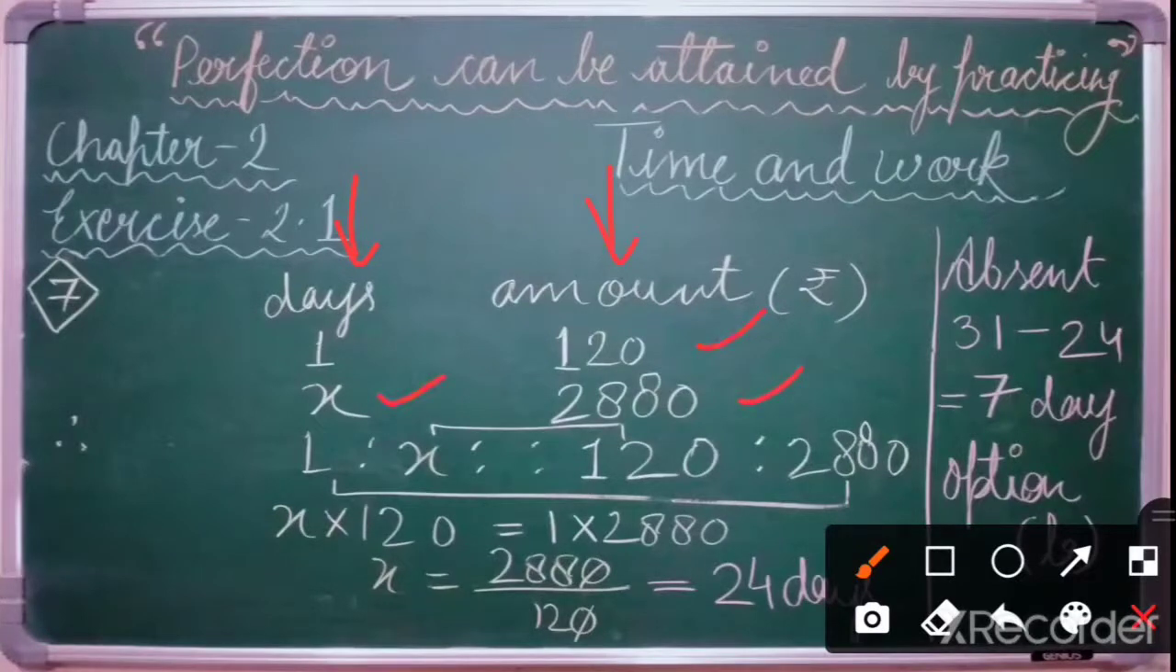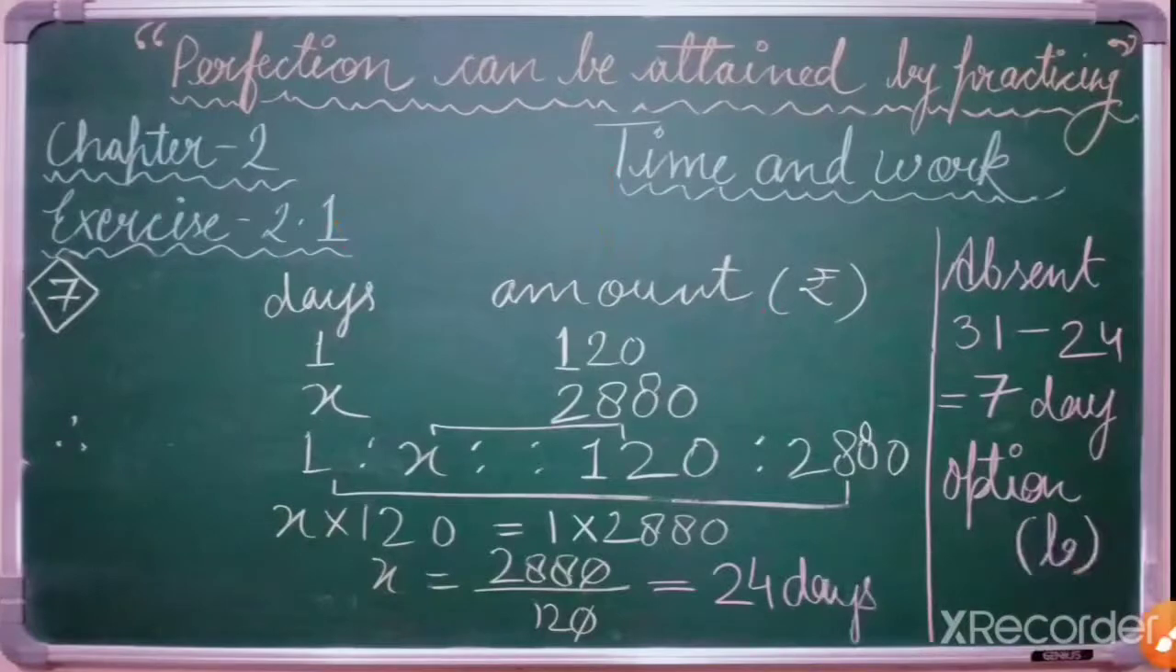When we put it as 1 ratio x, double ratio 120 ratio 2,880, you will get the multiplication of extreme terms, which are outside, and the multiplication of terms which are called mean terms, x into 120. You will get x is equal to 24 days. But here x is equal to 24 shows you that he worked 24 days, that's why he got 2,880 rupees.